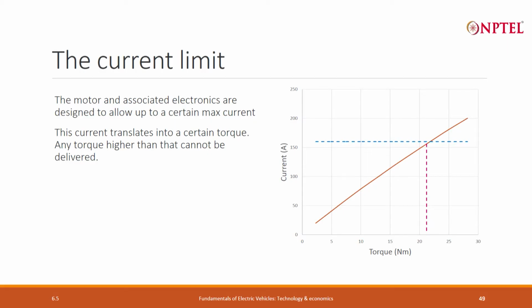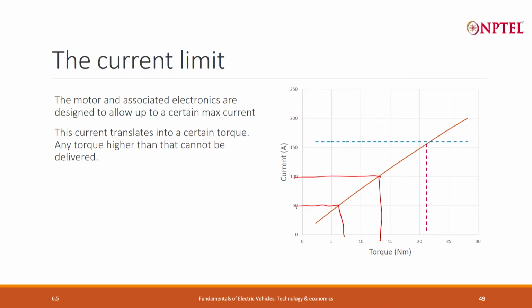If I operate at a very low current, I will get a very low torque. For example, if I apply only 50 amperes of current, I will get a torque like this. If I gradually start increasing the current, I will get more and more torque. I can keep on doing this till I hit the current limit, which is shown by the blue line, and at that time whatever torque I get is the maximum torque that I can get on a continuous basis.